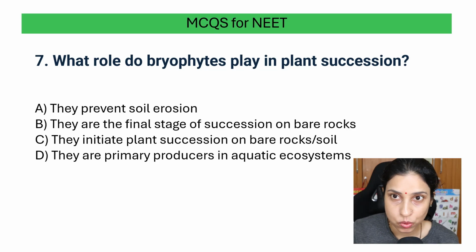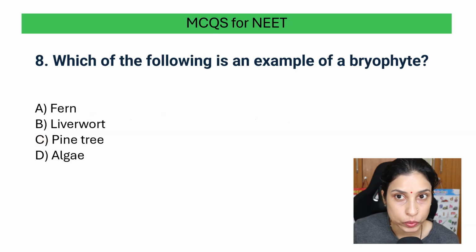They prevent soil erosion. They are the final stage of succession on bare rock. They initiate plant succession on bare rocks or soil. They are primary producers in aquatic ecosystems. Option C is correct because they initiate plant succession on bare rocks or soil. Here, these bryophytes colonize the rocks, moist rocks and soil, so that they loosen up the soil and form the soil, so that the other plants can grow easily.